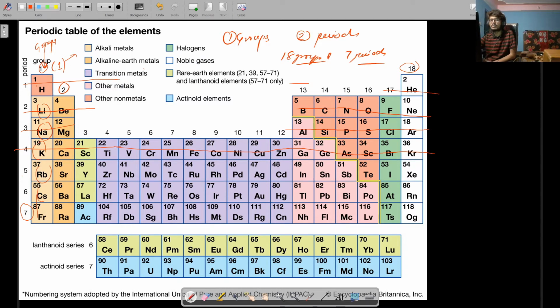So if I ask you one simple question, will this valency be a positive valency or a negative valency? What will it be? I told you that every element of the first group will have valency 1, right? Now, will the valency be positive 1 or negative 1?